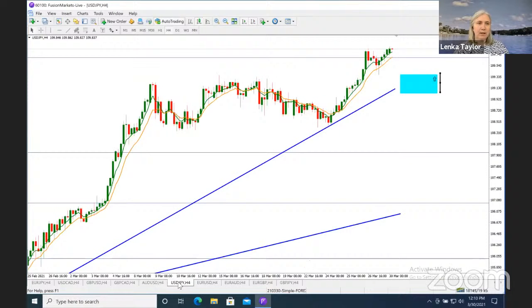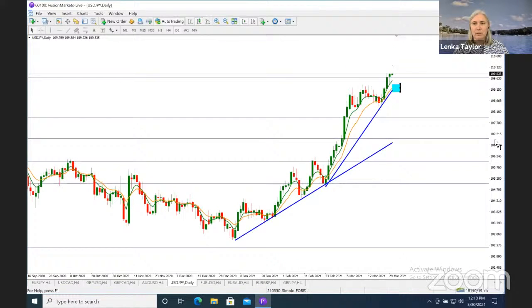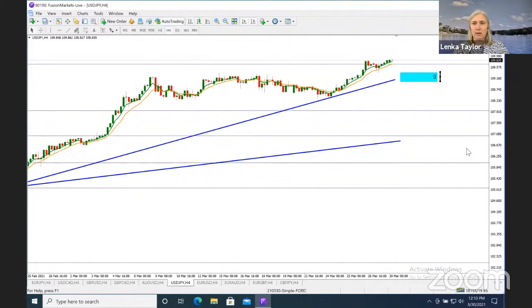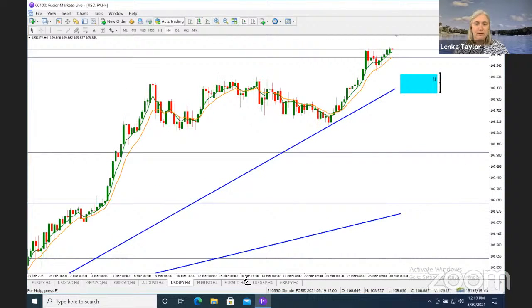Next currency pair, I'm going to have a look at USDJPY. So this one on the daily, I'm still looking for a long if we get a pullback. So that might be a little while off.